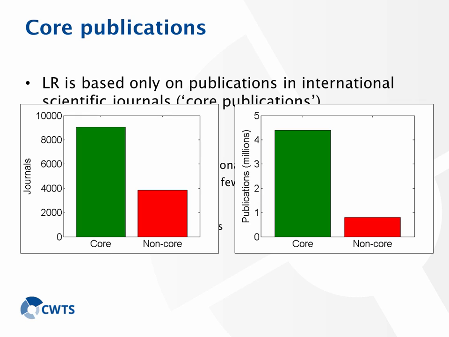These two plots show the effect of leaving out non-core publications. The left plot shows that about 30% of all journals in Web of Science are left out. However, these tend to be relatively small journals. In the right plot, it can be seen that only about 15% of all publications in Web of Science are left out.